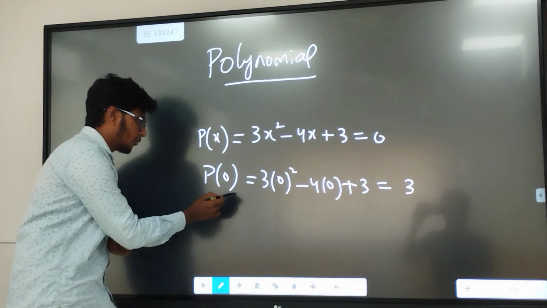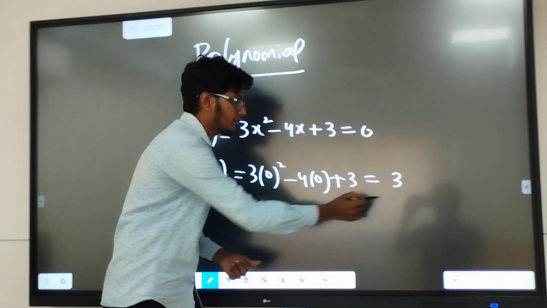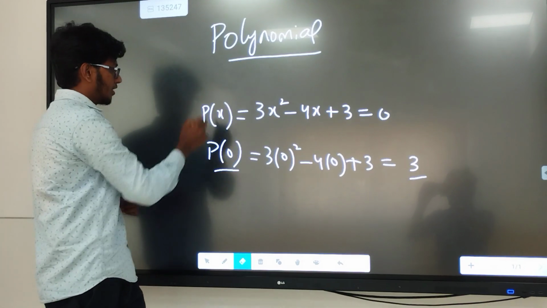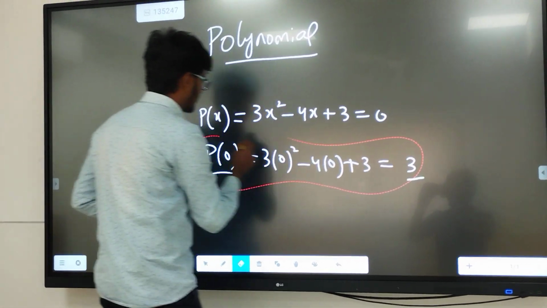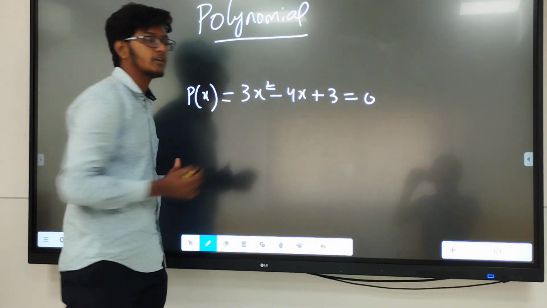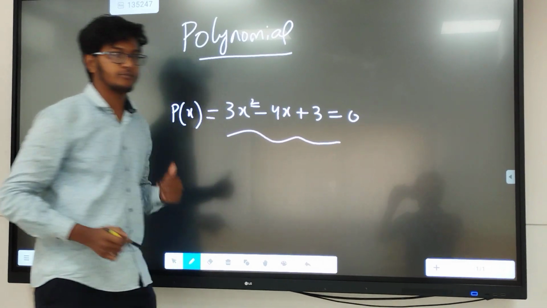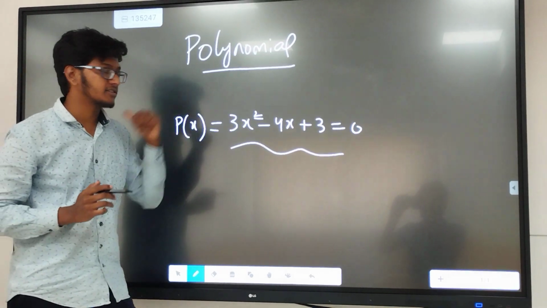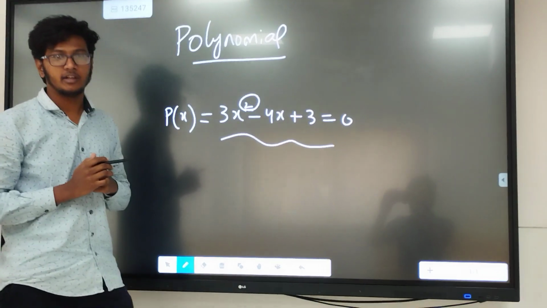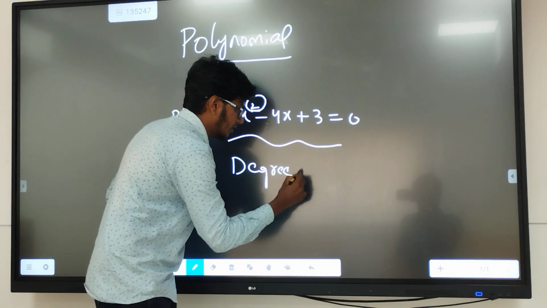That means p of 0 is 3, that is, at x equal to 0, this is the value of the polynomial. Now, if you see here, we have the exponent. I think you are all aware of what an exponent is. So, the exponent is the power on the variable, right? Now, for a given polynomial, the highest exponent in a polynomial is known as the degree of the polynomial.